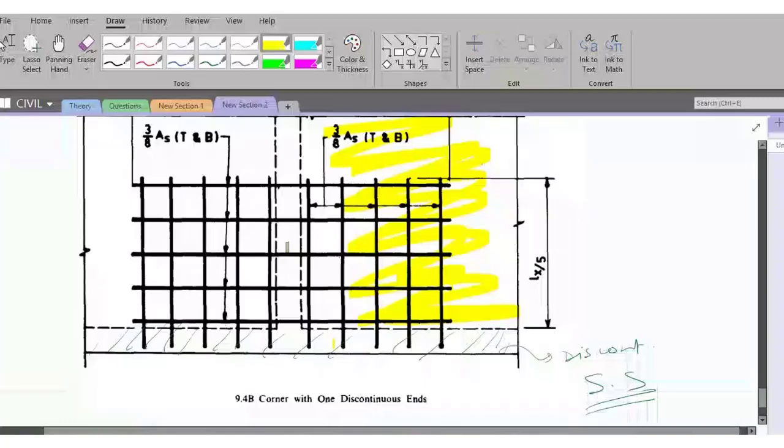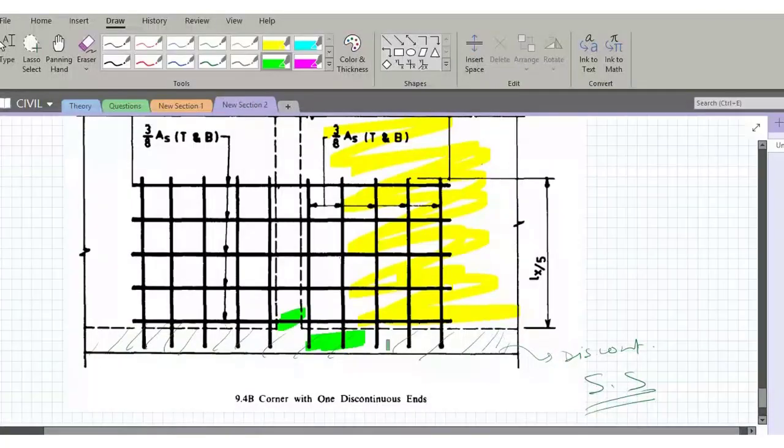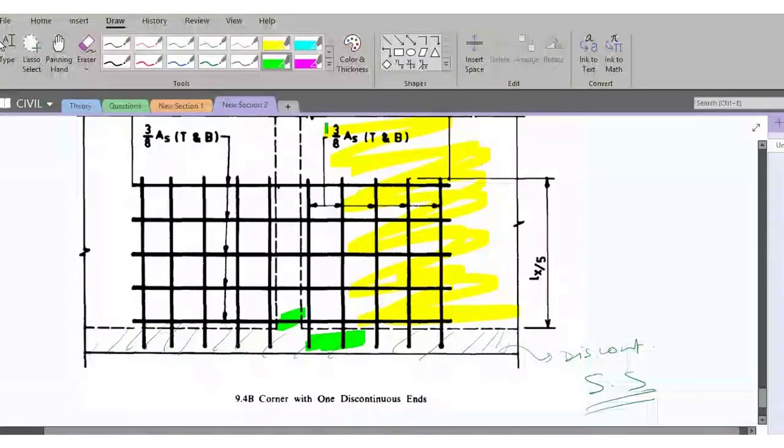And how are you going to provide torsion reinforcement? It will not be 3/4 of AST. Okay, here you can see the quantity is how much? 3/8 of AST, half of the steel which you provide when the two edges are discontinuous but simply supported.